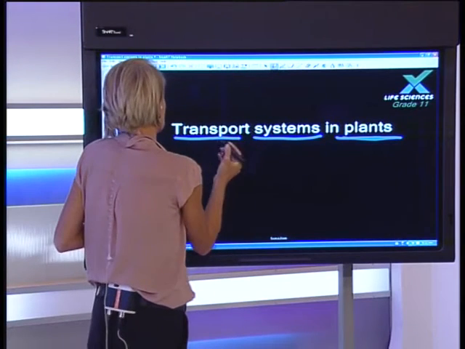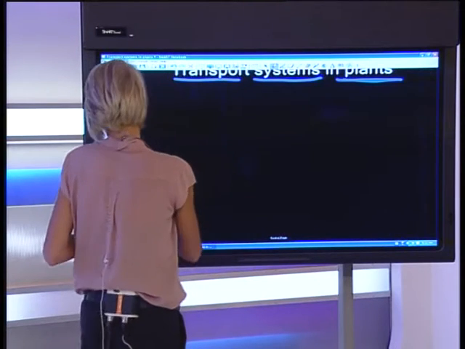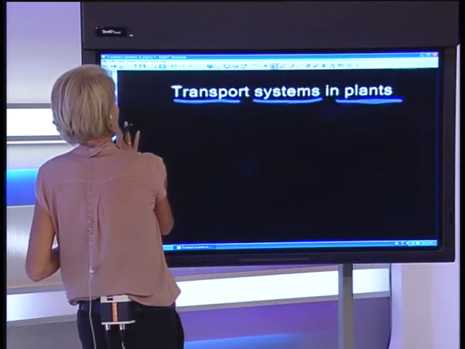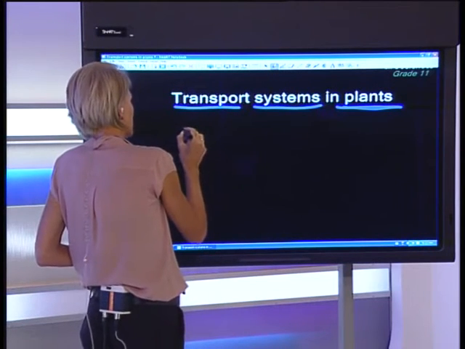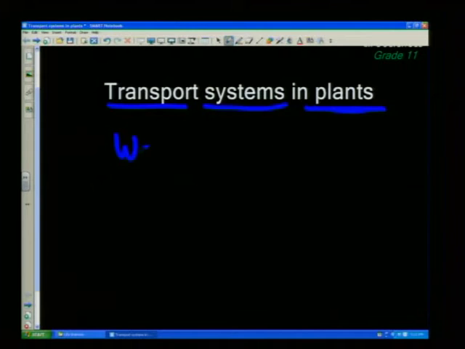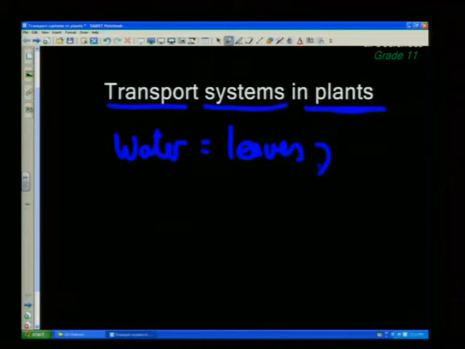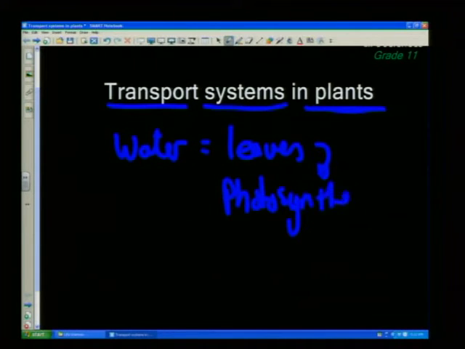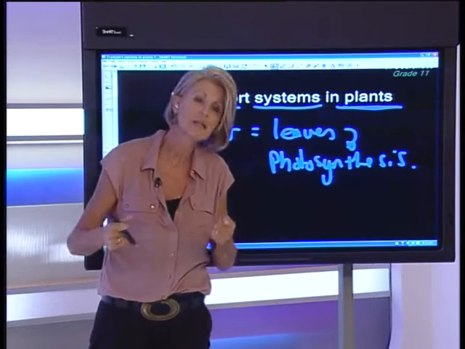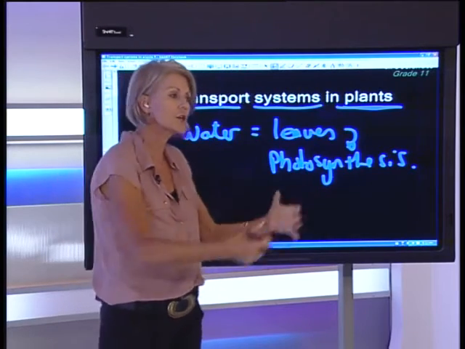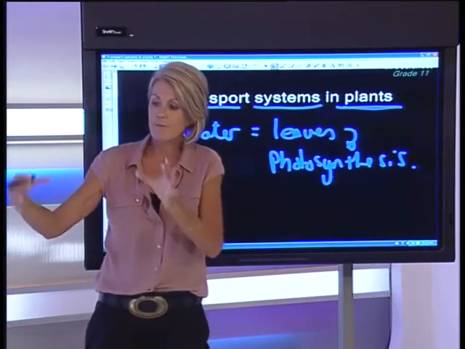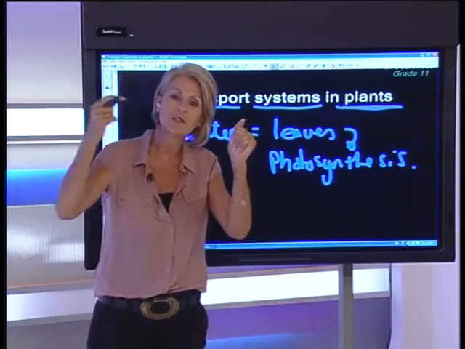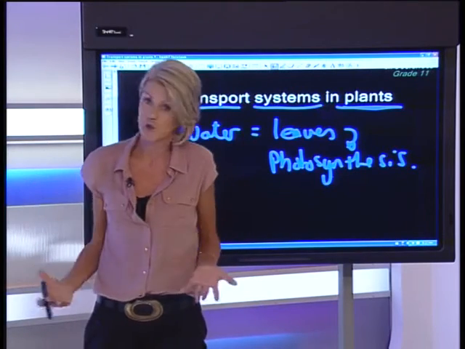And that will be, very simply put, so that they can get to the leaves. So the water needs to go to the leaves. Why? For a process called photosynthesis. Photo means light, synthesis means to make. So a plant is going to use light, sunlight, to make food. And that food is stored. Some of it's used, but most of it is stored.